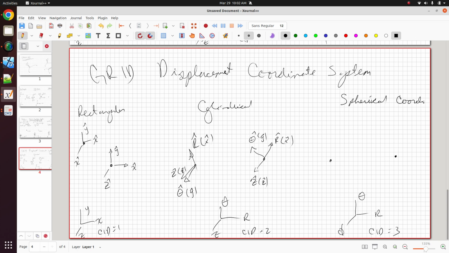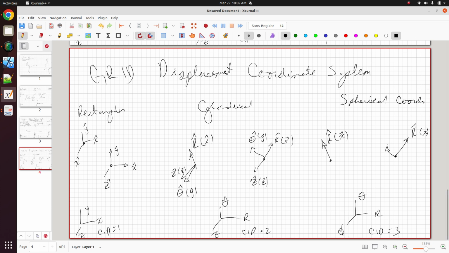And while I'm finishing this last one, again, the unit vectors depend on what coordinate system you're in. It depends on where you're at, or it depends on the point in space. So here, let's go ahead and draw some unit vectors here and here.